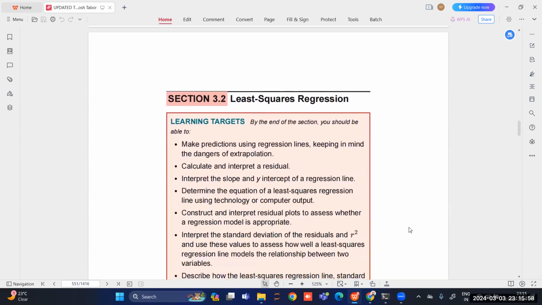Okay. Then from tomorrow, we'll start with least-square regression. There comes the regression thing, all about fitting a line.